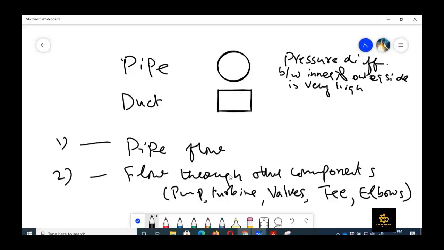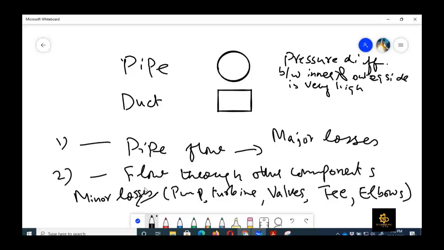The losses which come due to friction come under the category of major losses. We call them major losses. It doesn't mean that the value of those losses would always be greater than the losses experienced in these components. The losses through these other components are covered in minor losses. Again, they are not necessarily minor, and it is very much possible that the value of these minor losses is greater than the value of these major losses.